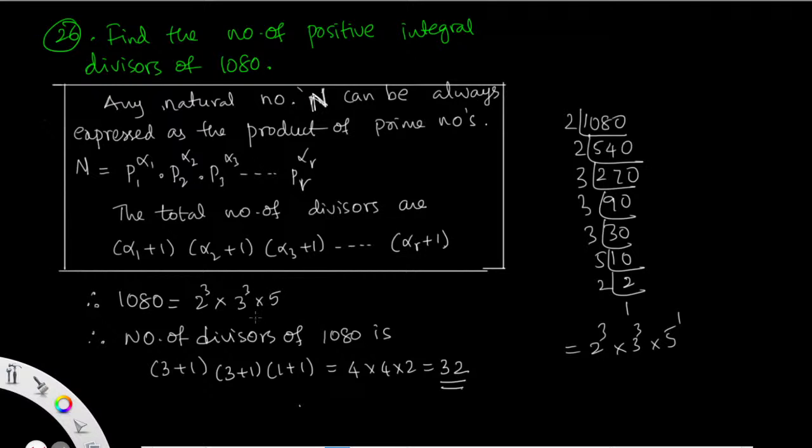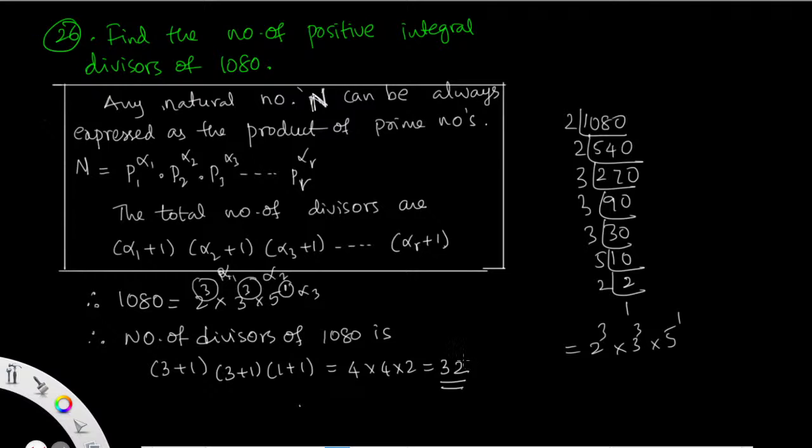So then we can write the number of divisors: 2 is repeated 3 times, 3 is repeated 3 times, and 5 is repeated only 1 time. Number of divisors means adding 1 to the repeated terms. 3 plus 1, this is the power alpha 1 of P1, this is alpha 2, and 1 means alpha 3. So alpha 1 plus 1, alpha 2 plus 1, alpha 3 plus 1. Then you get 32 ways.